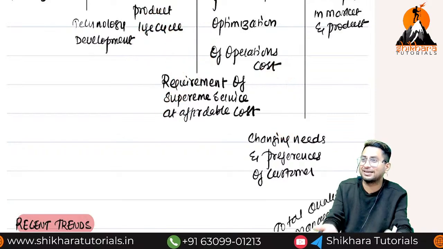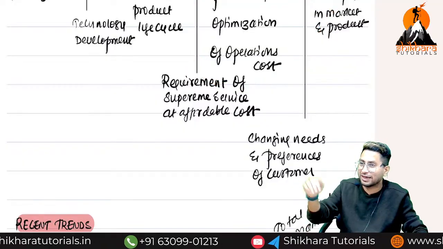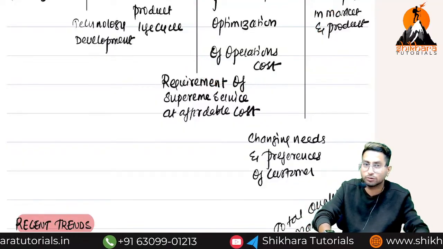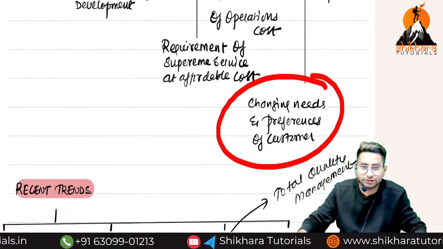That is the mentality, right? Public. That is why people are thinking about what? Reducing the cost. When I have to reduce the cost, will the quality of ingredients go up or fall? Fall. Changing needs and preferences of customers.